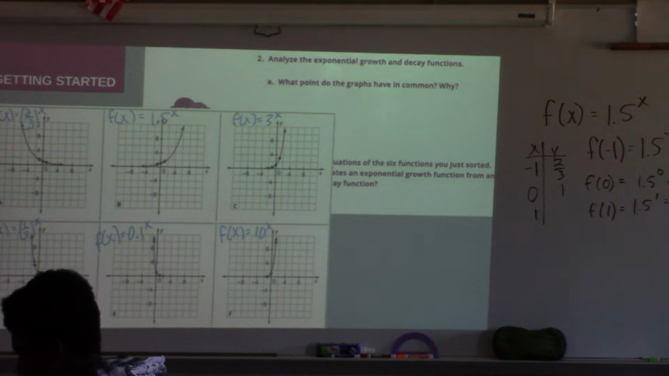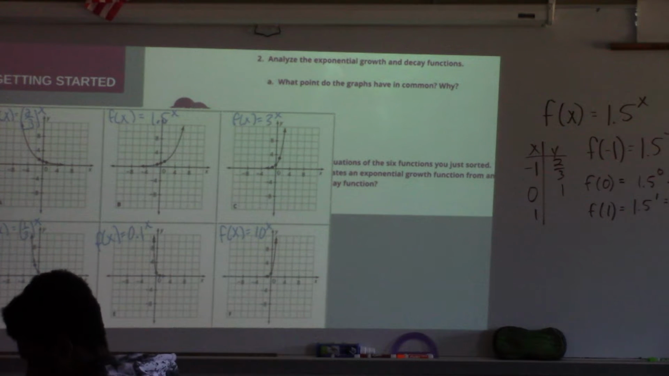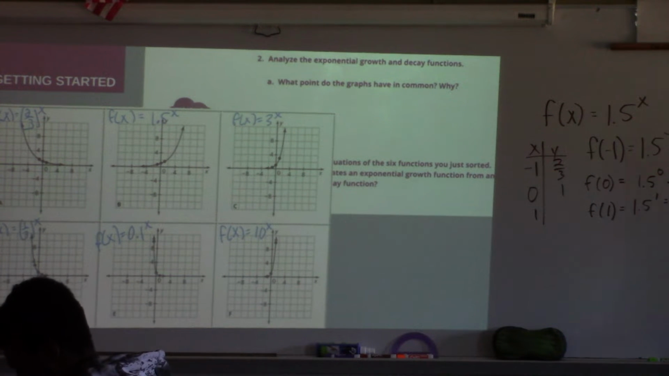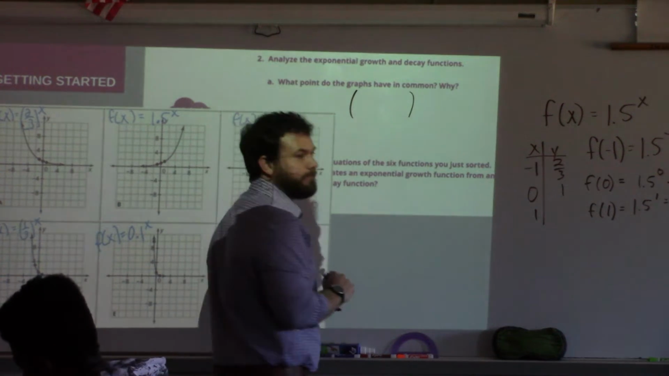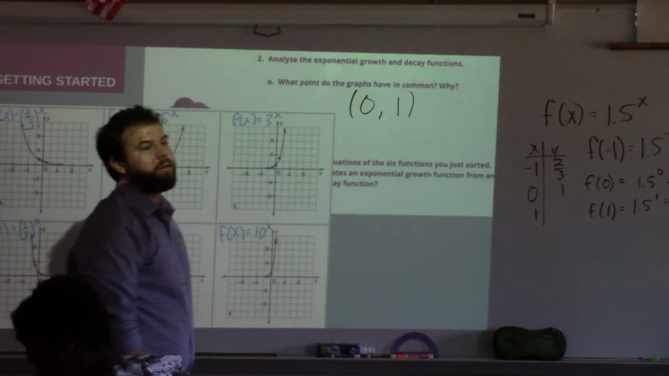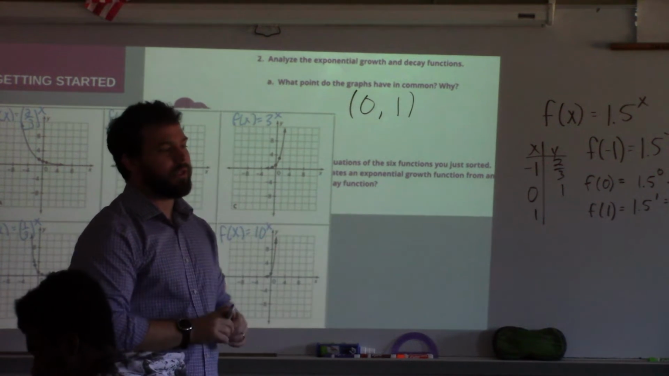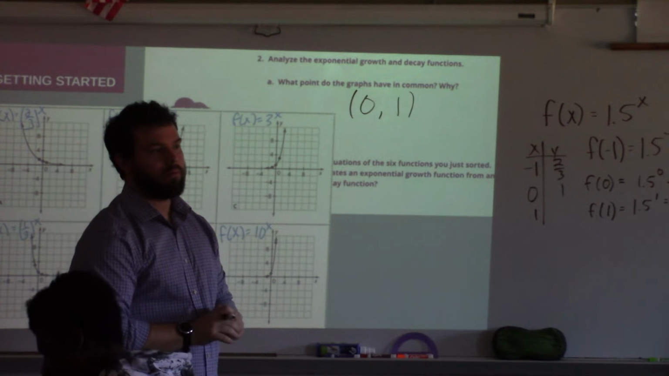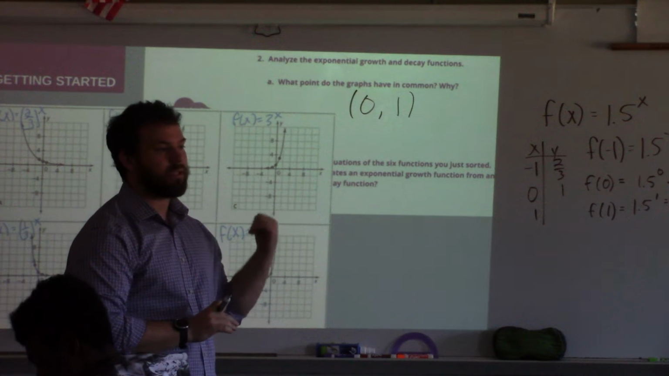Now, we need to focus on this, right? Part number 2, part A. What point do the graphs all have in common? They all have what point? 1. That's not a point. 0, 1. Why does every exponential function in this setup have that point 0, 1? LaShannon, Kyla, Jada, you can tape stuff in a second. I need y'all focusing on this conversation.